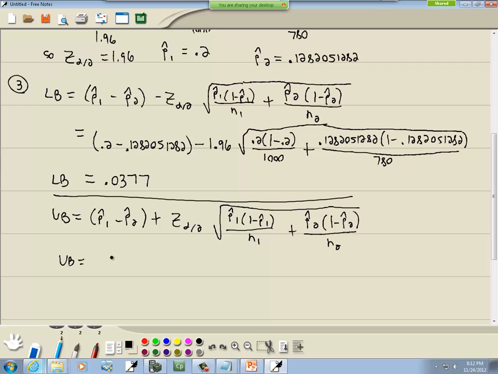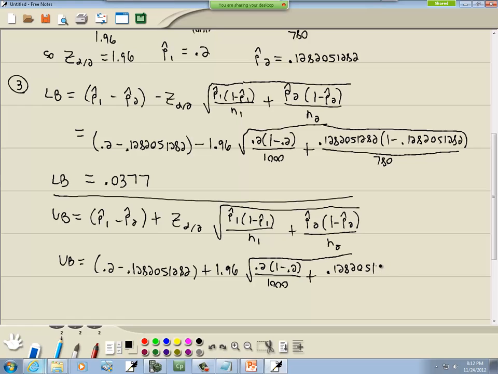So our upper bound is going to equal 0.2 minus 0.1282051282 plus 1.96 times the square root of 0.2 times 1 minus 0.2 divided by 1,000 plus 0.1282051282 times 1 minus 0.1282051282 all divided by 780.